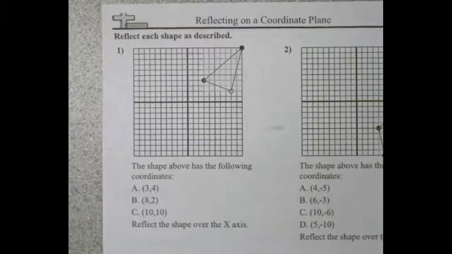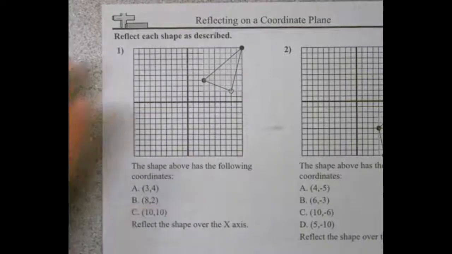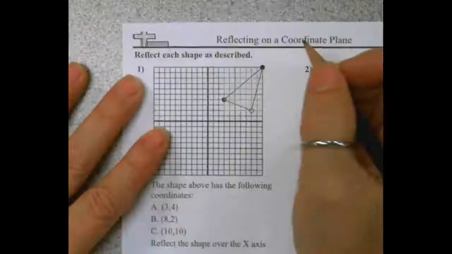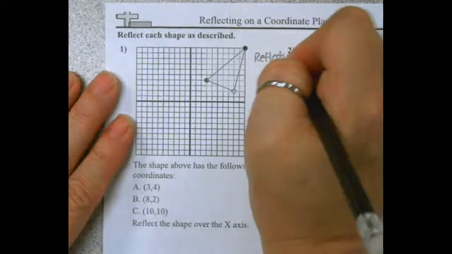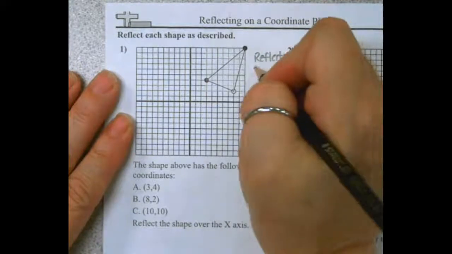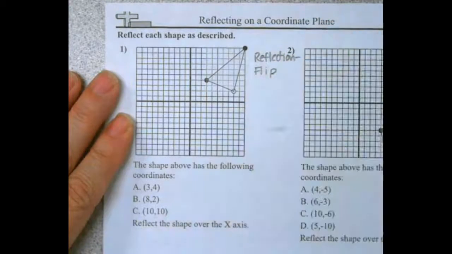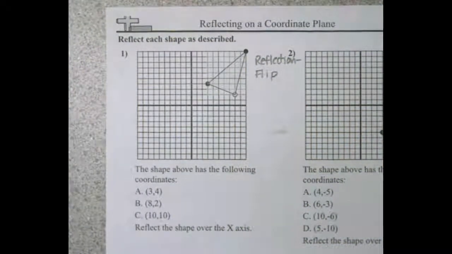Okay, so last week we did translations, right? Yes, we did a translation. And all a translation does is slide, right? So I had you write down the word translation and slide, correct? Okay, so today for reflections, I'm going to have you write reflection. And the word that you want to associate with reflection is flip. Okay, so we're going to flip. And today's are going to be pretty simple. We're only going to be reflecting over the axes.